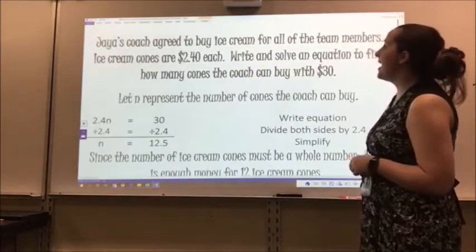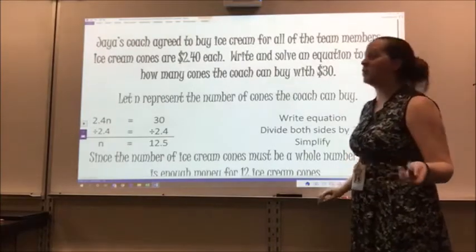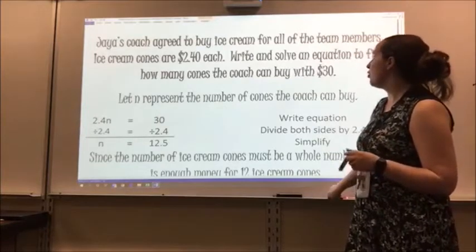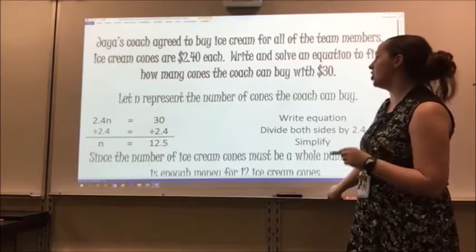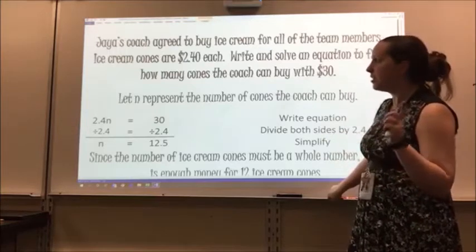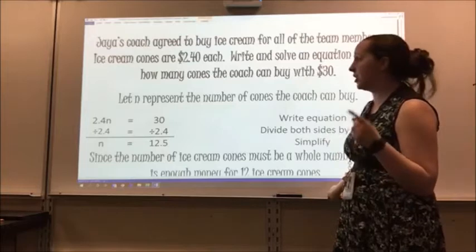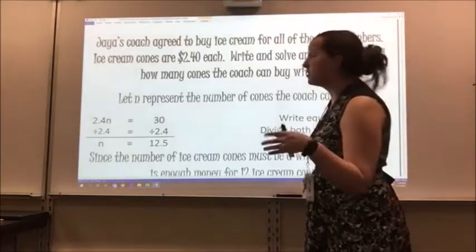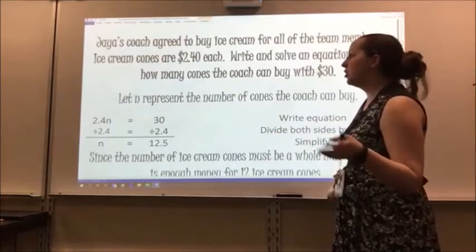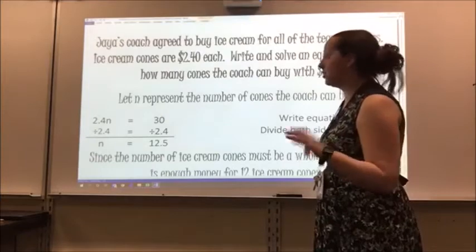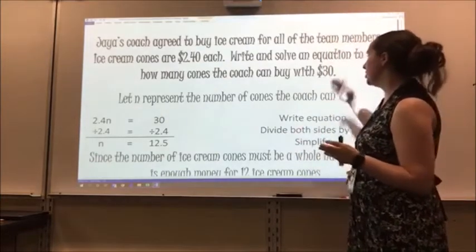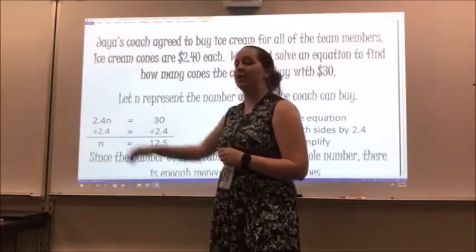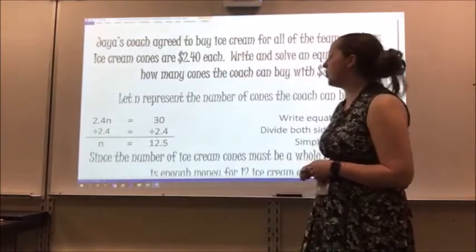The Giants coach agreed to buy ice cream for all the team members. That was really nice of the Giants coach. Ice cream cones are $2.40 each. Write and solve an equation to find how many cones the coach can buy with $30. So, ice cream cones are $2.40. We're going to use a variable, n, c, whatever you want to use for cones. So 2.4, or 2.40 if you're going to be technical, n equals $30, because 30 was how much the coach has to spend. So I divide both sides by 2.4. 30 divided by 2.4 is 12.5.